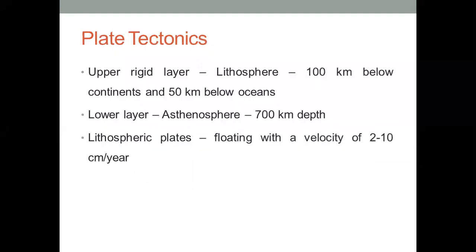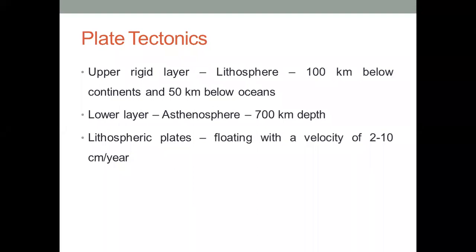So now what is it? We understand the continents are moving from the Alfred Wegener theory, but how are they moving? That we will see from plate tectonics and convection currents. Now, in the crust layer, the upper rigid layer, we have the lithosphere, and the lower layer is the asthenosphere, and it is 700 kilometer depth from the lithosphere. The lithosphere layer is 100 kilometer below continents and 50 kilometer below the oceans. Now, these lithospheric plates, that is the crustal plates.